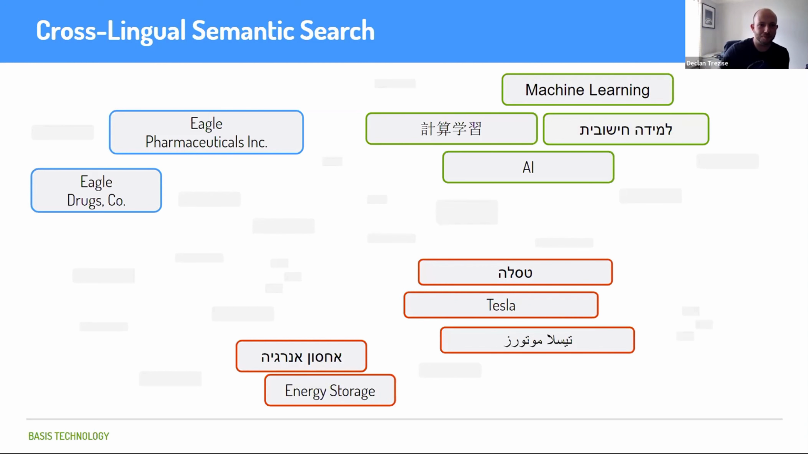And I've got the name of 2 companies, both of them called Eagle, but one is Pharmaceuticals Inc. and one is Drugs Co. And if I was to be understanding why those are close to each other, it's because actually the meaning of the term pharmaceuticals is not too far away from the meaning of the term drugs.